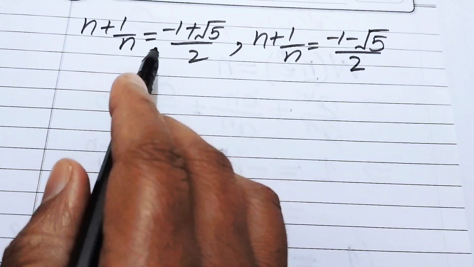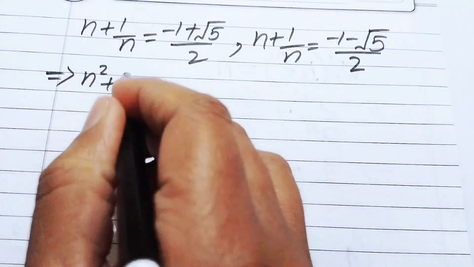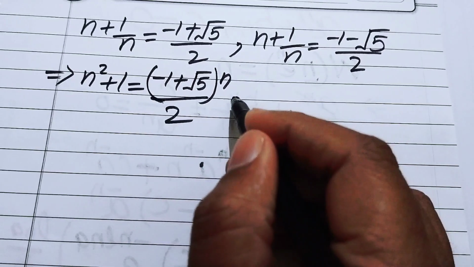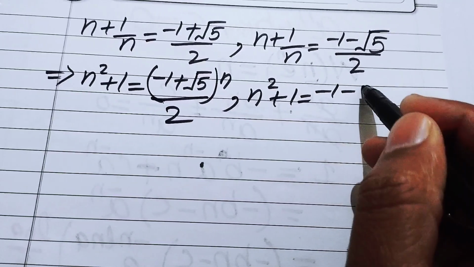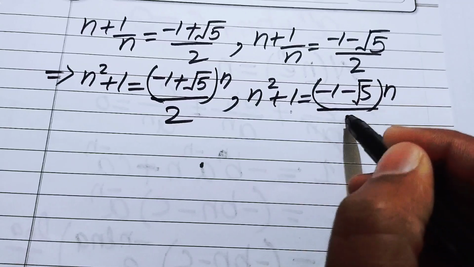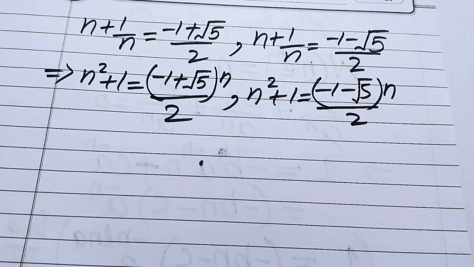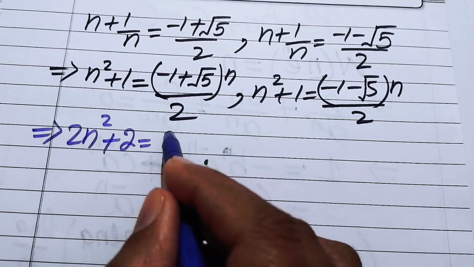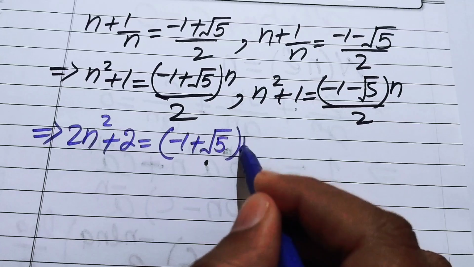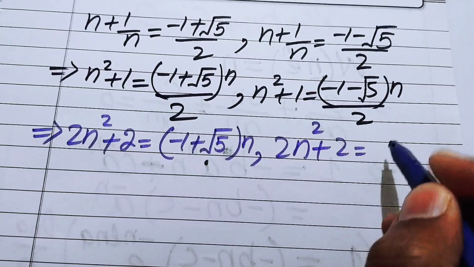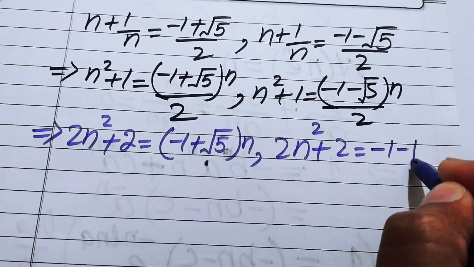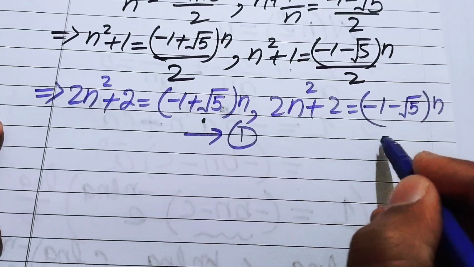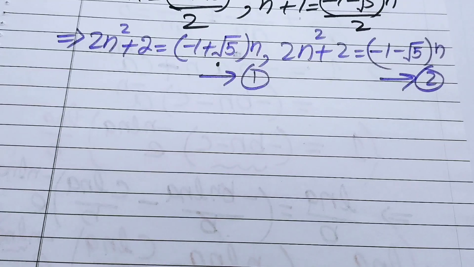So now first we multiply both of the sides by n, and you obtain n² + 1 = ((−1 + √5) times n)/2, and here you get n² + 1 = ((−1 − √5) times n)/2. So now we simplify the terms, and we move this 2 to the left hand side, and you obtain 2n² + 2 = (−1 + √5)n, and here you get 2n² + 2 = (−1 − √5)n. So here we name this as equation number 1 and this as equation number 2. So we solve these two equations one by one.